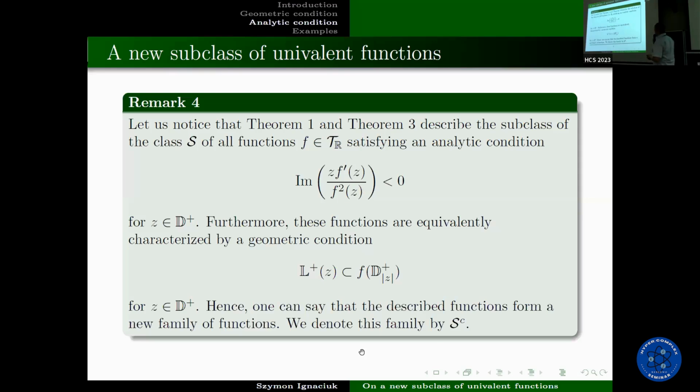Okay, and we decided to call these functions.